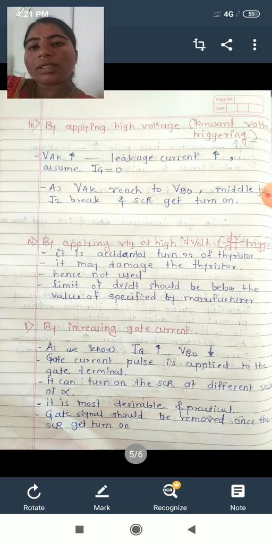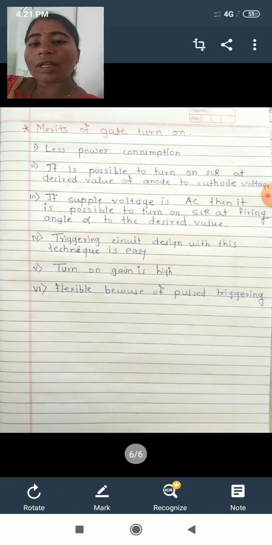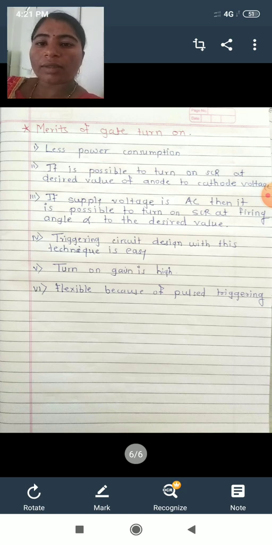Now, as we see, gate pulse or gate triggering is the most preferable. Then, what are the merits of gate turn on of SCR? The first merit is less power consumption. When we use gate triggering, power consumption will be low. Second, it is possible to turn on the SCR at the desired value of anode to cathode voltage, because the gate pulse value depends on you, what value we give for the gate pulse.